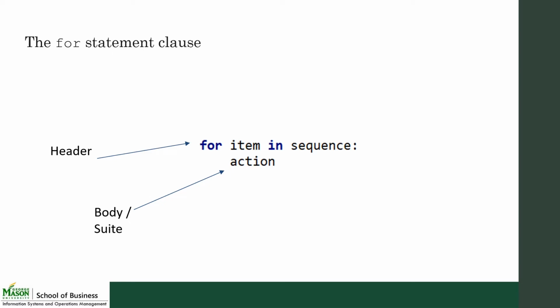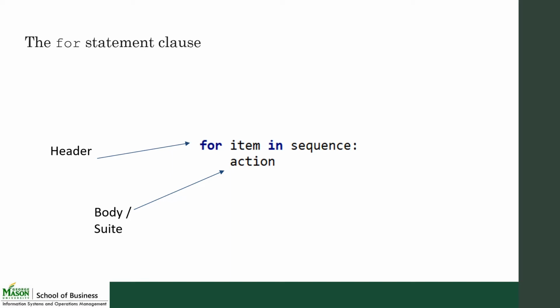This control statement contains a built-in iterator, meaning it has the functionality to go through each item in a sequence one at a time. The for clause contains a header with two keywords highlighted in blue in this slide. The header will include a colon at the end followed by the body. All lines of code within the body of this statement must be indented.